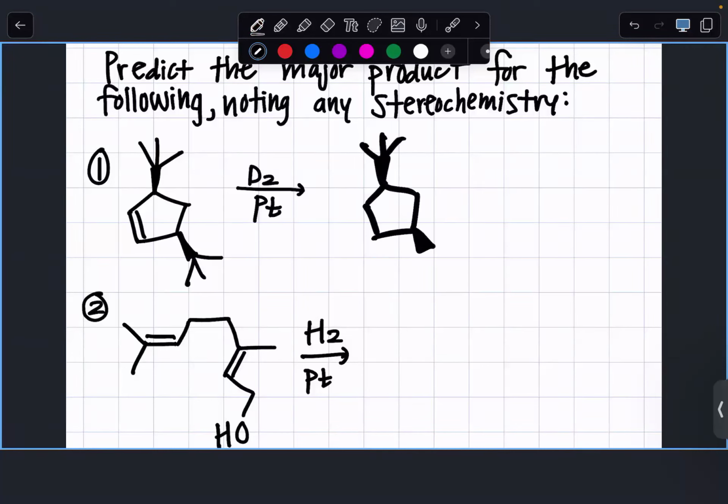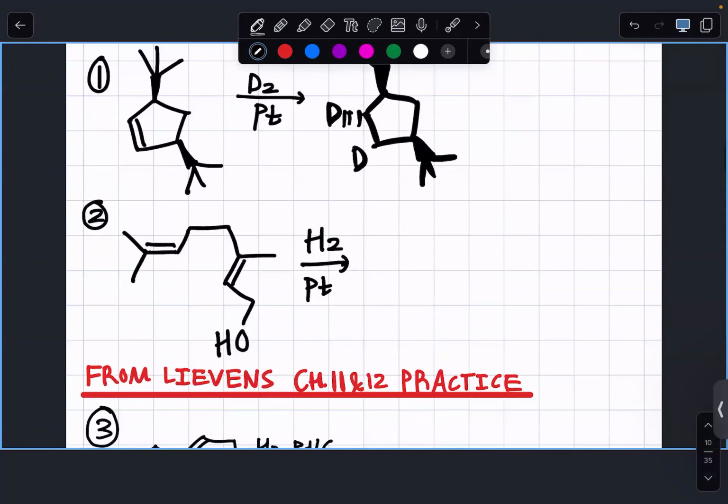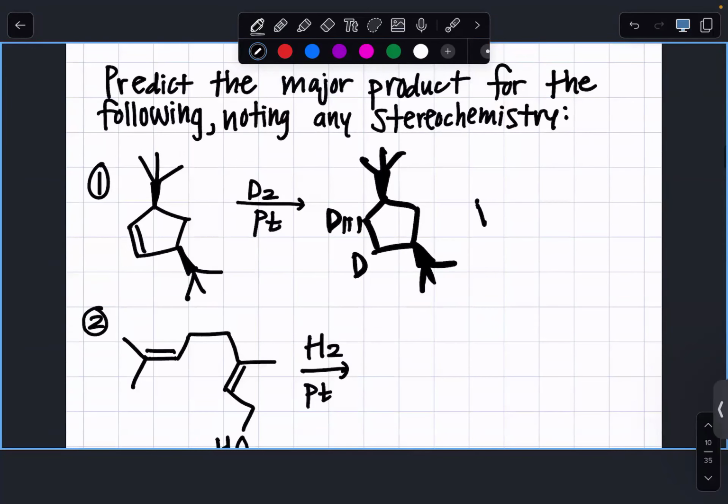Right? A good question that popped up earlier was, let's say instead of that, we have something like this. Let's say it was wedge, and then the same thing, D2, Pt. Where would the deuterium ions attack now? It would change to wedge. Yeah. Before it was dash, but now it's going to be wedge.